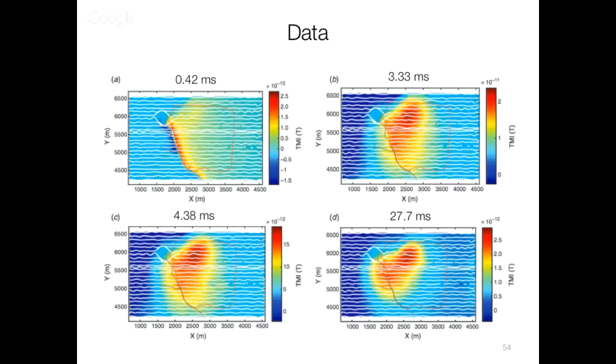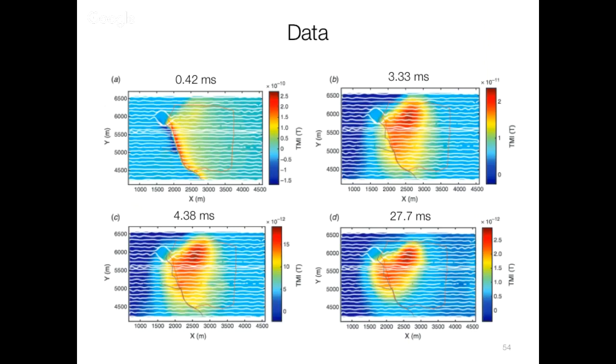So here are the data maps at different time channels. At early time channels, 0.42 milliseconds, here's the loop transmitter. And look at this one here. He's really highly conductive. There's high signal right along here. At later times, it looks like this. So there are early times and later times, and the question is, what do you do with that?